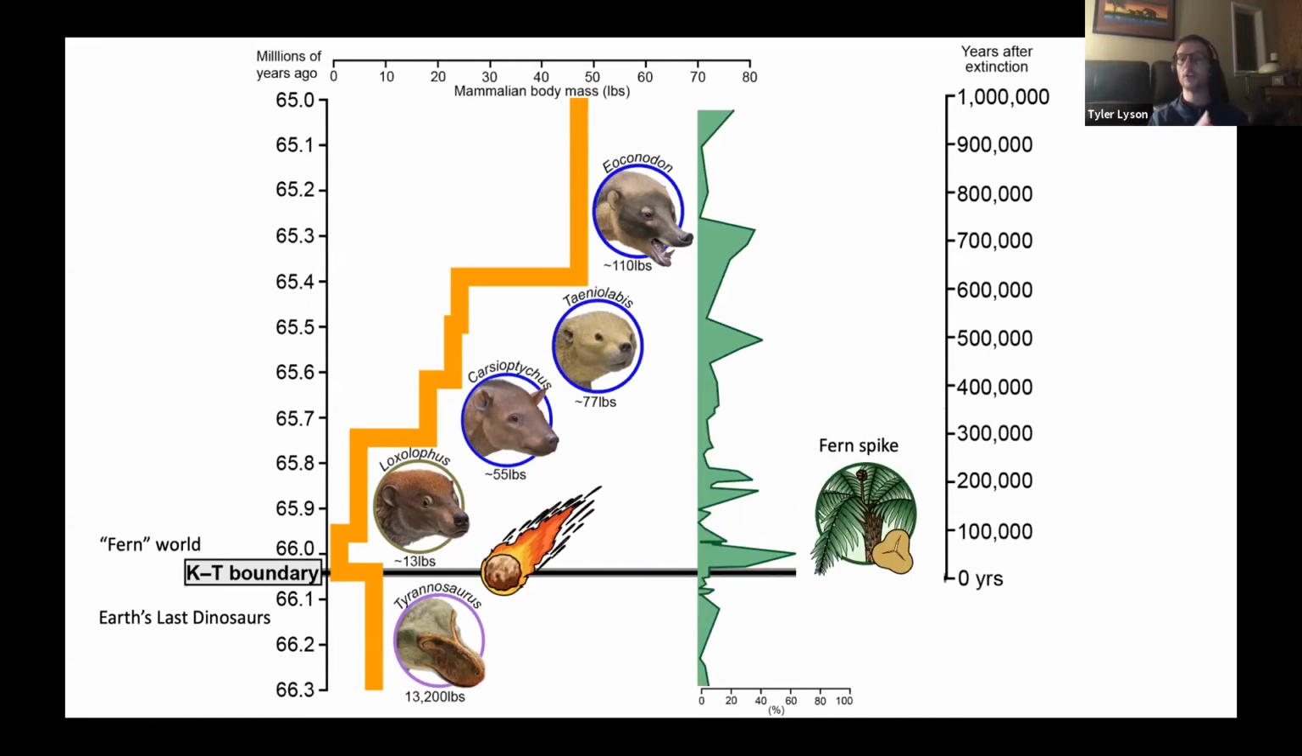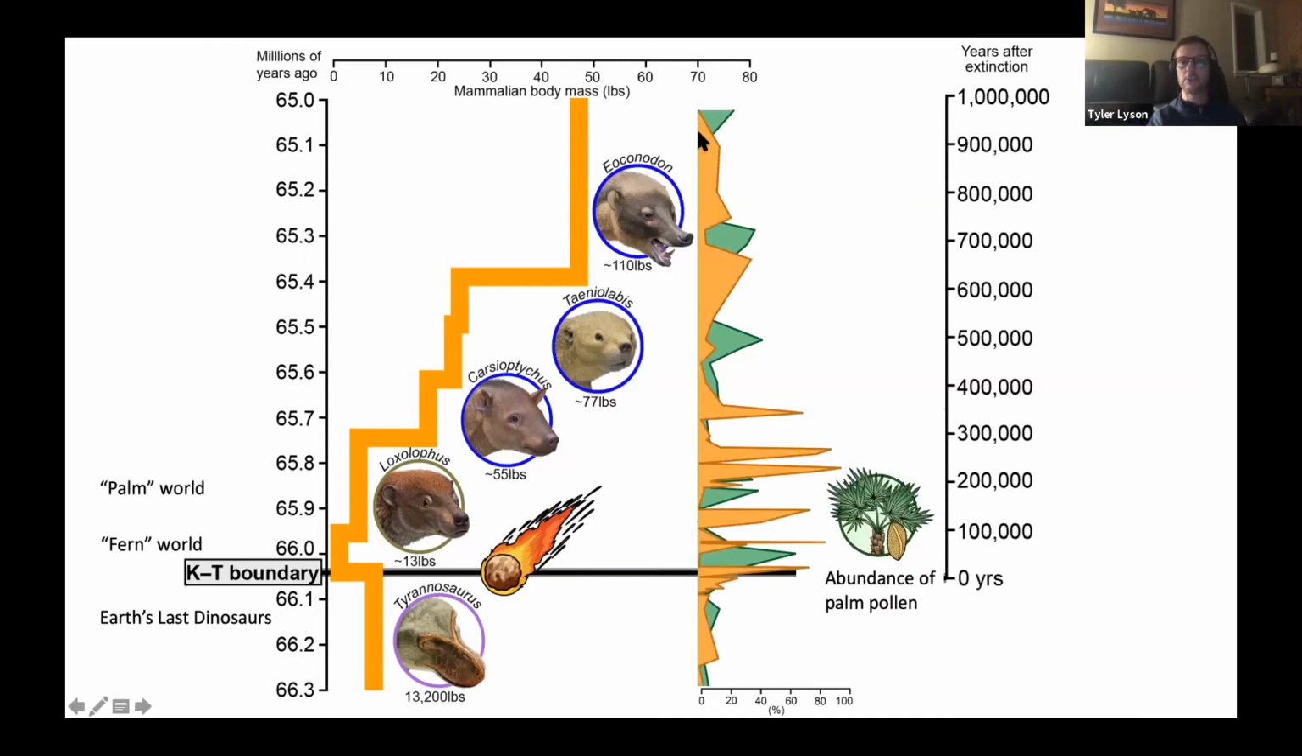And that's because ferns are these pioneering plants. They're the first things that come back after a natural disaster, like when Mount St. Helens erupted. The ferns were the first things that came back. The next thing that came back, and this was Antoine's work as well, was a proliferation of palms. So a huge abundance of palms. On some of these slides, you can see there was up to 90% of the pollen on that slide was made up of palm. So we've dubbed these the fern world and the palm world.